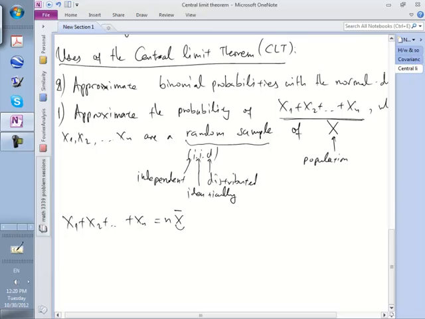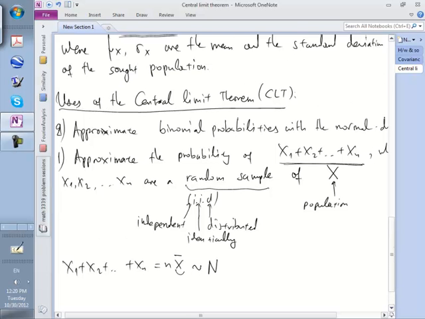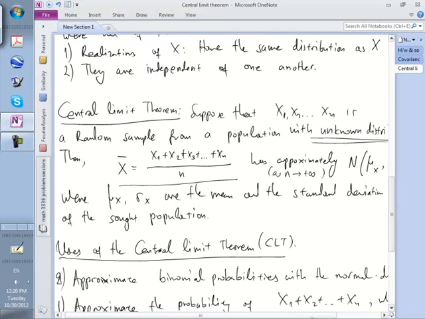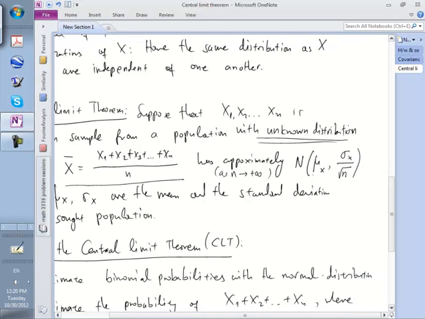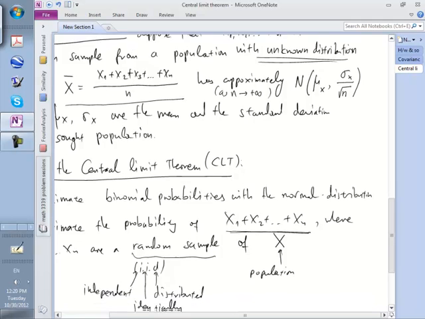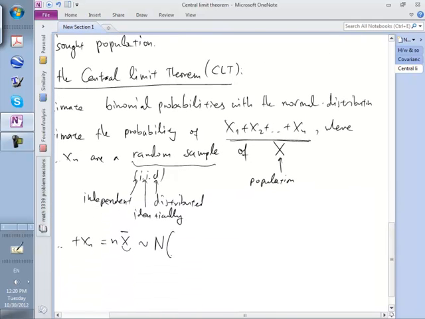If x bar has approximately normal distribution, then n times x bar has approximately normal distribution, correct? Because that's a multiple of it. Now, what is the approximate distribution of x bar? The approximate distribution is normal with the mean of x, and standard deviation, the standard deviation of x divided by the square root of n. So, what is going to be the mean of n times x bar?